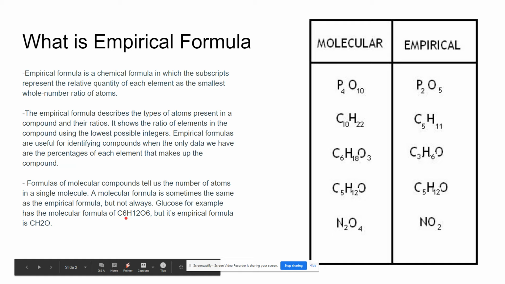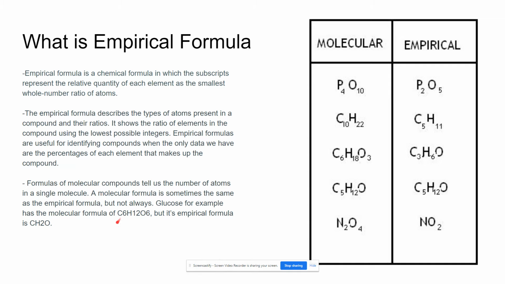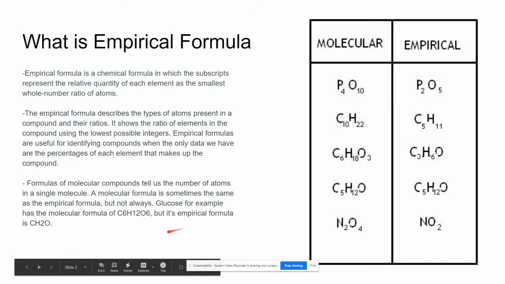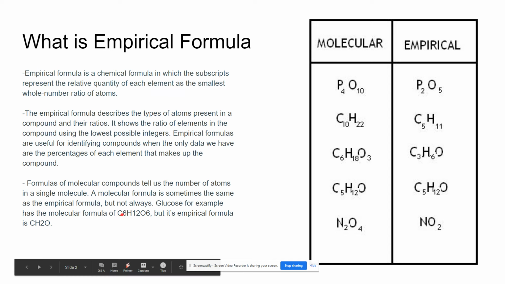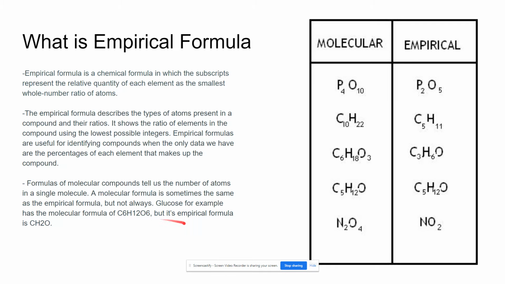And this is because when finding the empirical formula, usually when conducting lab experiments in which you only have the percent mass of the compound, you would divide by the lowest possible integer. So this would be 6 right here. So then you divide 6 by 6, 12 by 6, and 6 by 6.